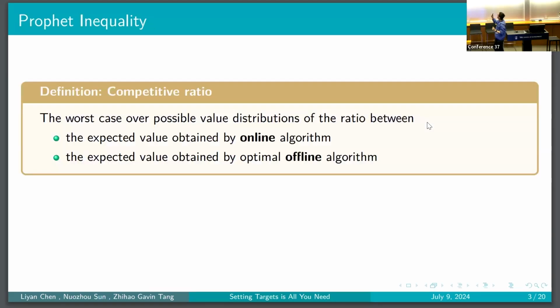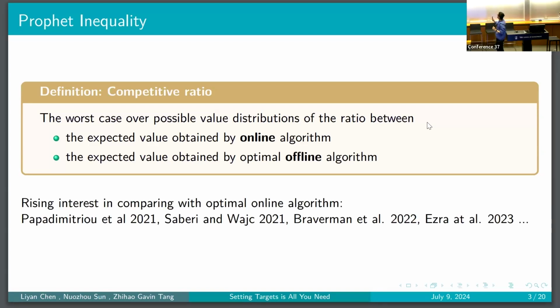Now if we compare the online algorithm with the optimal offline algorithm, this is the well-known prophet inequality. There is already a lot of research on this, especially in the EC community, because this is equivalent to sequential posted pricing. There is rising interest in comparing with the optimal online algorithm instead of the optimal offline algorithm, and this is also our setting.